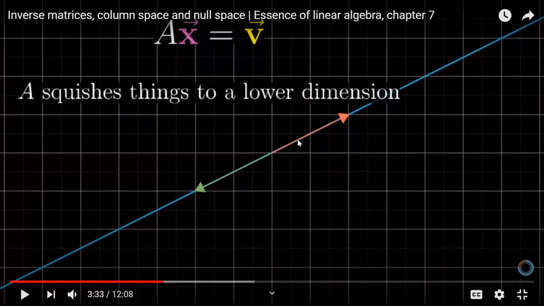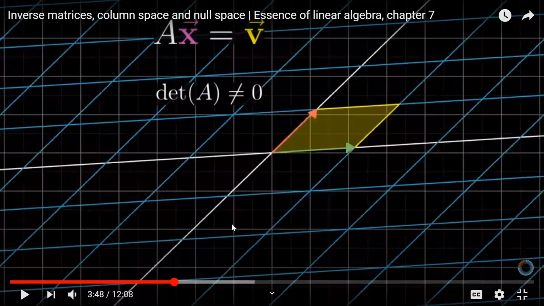Now I will go more specifically into what a determinant is. The determinant actually is the area of, what do you call it, the basic cell in that grid. So let me go over it a bit more. Now you can see here what I mean.